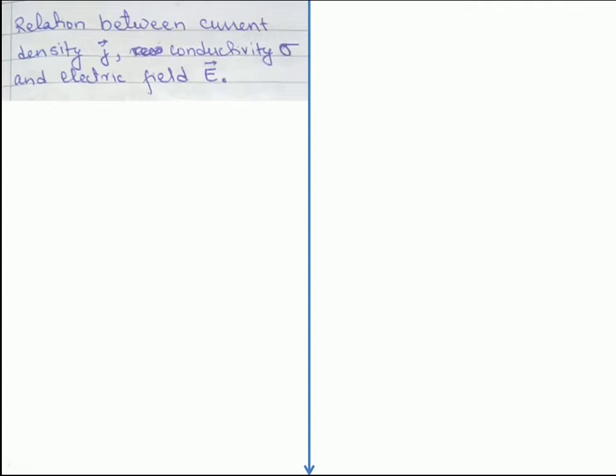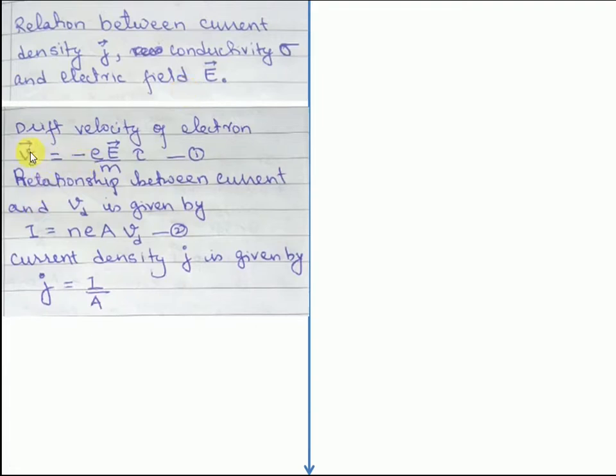So let's derive the relationship between current density J, conductivity sigma, and electric field E. The formula for drift velocity is Vd equals minus eEτ/m. I'm writing it in vector form, that's why the minus is there. Again, the relationship between current and drift velocity is given by this. From the definition, I can write current density is I by A. I'm not writing this in vector form right now.